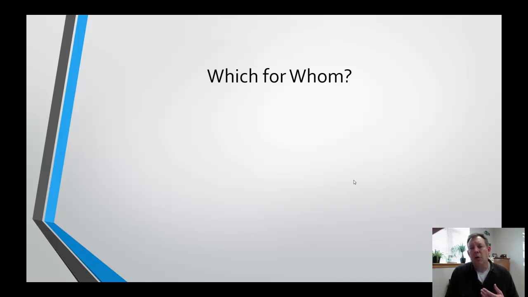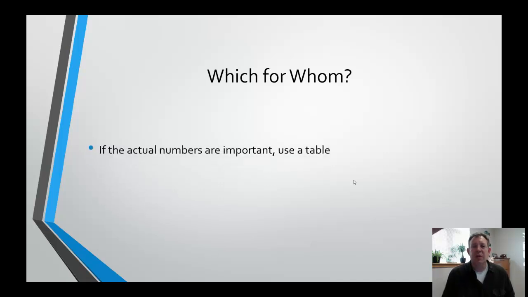Okay, so when do we use a table and when do we use a figure? We'll talk about this a lot more in class 2, but basically the rule of thumb is if the actual numbers are important, you use a table. And if the trends are more important, that's when you use a figure.